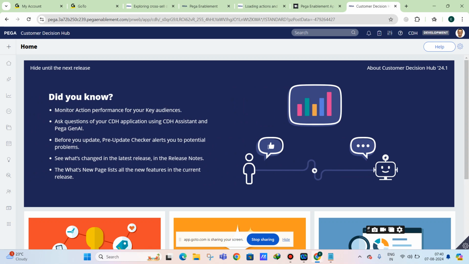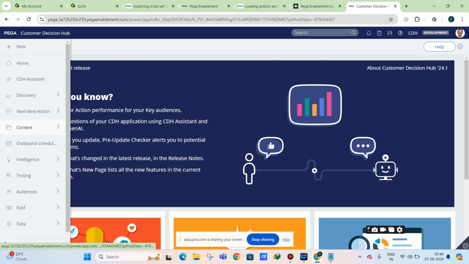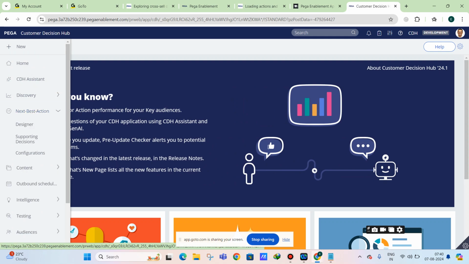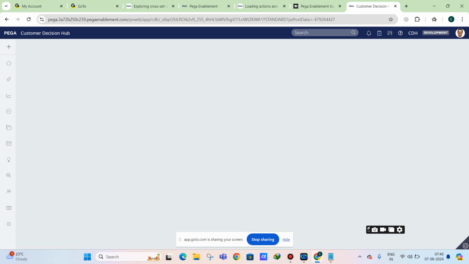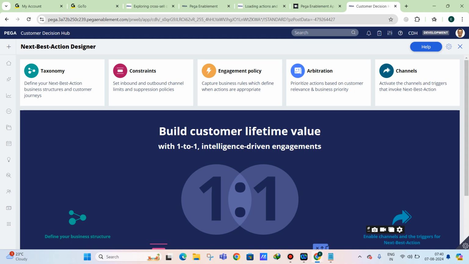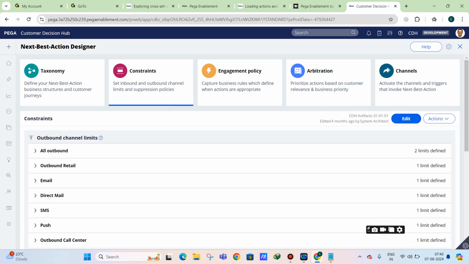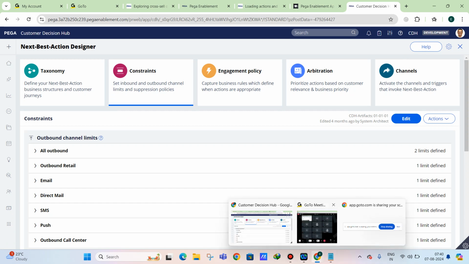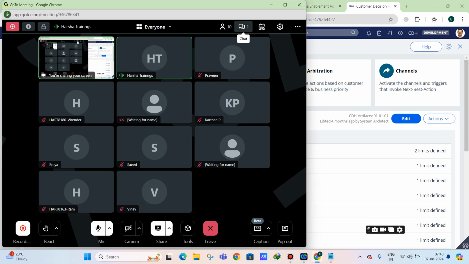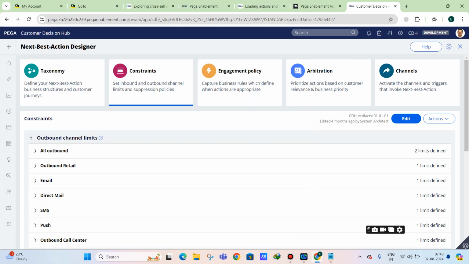And in today's session, we will be discussing contact policies and suppression rules. Both of them are part of engagement policy, and you can configure them under the constraints itself. So let us start with the first one, which is called a contact policy. So what is contact policy basically?